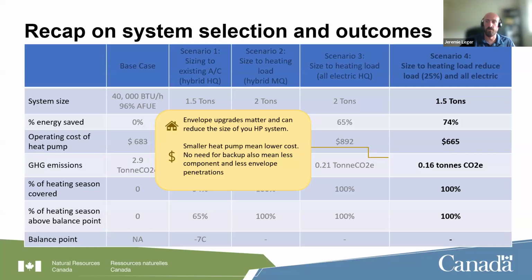So we're now able to meet the full load with a smaller heat pump because we've reduced our load. So now we're saving 74% over that base case in terms of energy saved. Our cost of energy is actually lower than that base case again, and that's probably our lowest GHG emissions per year. So I guess the main point here is reducing your loads is really going to get you into a smaller system, and it's going to be able to cover a larger portion of your load.